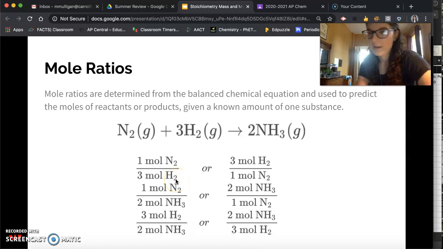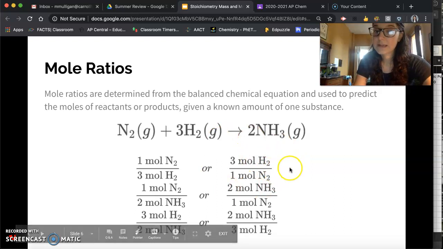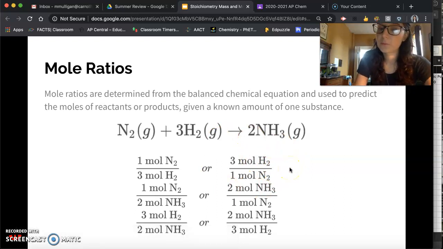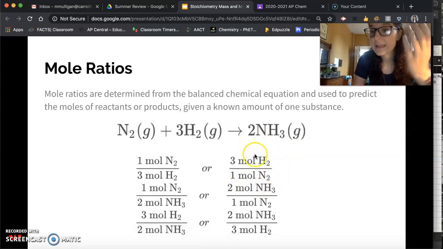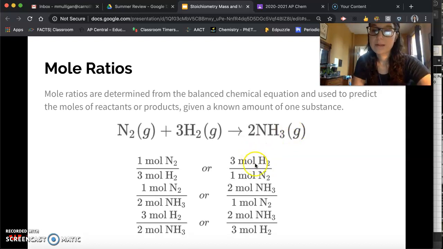And the reason I choose that one is because of dimensional analysis. So my known is H2 and my unknown is N2. Basically, I want my unknown to be in the numerator and this to be in the denominator so that my units cancel out here. But if we are given N2 and want to know H2, I could easily say that there are 3 moles of H2 for every 1 mole of N2. So basically every reactant and every product has a relationship with one another that we can express as a mole ratio given the coefficients in a balanced chemical equation.